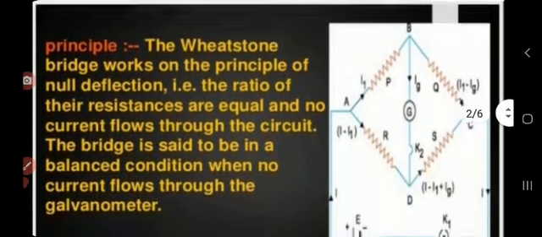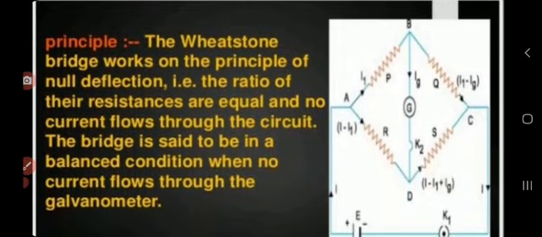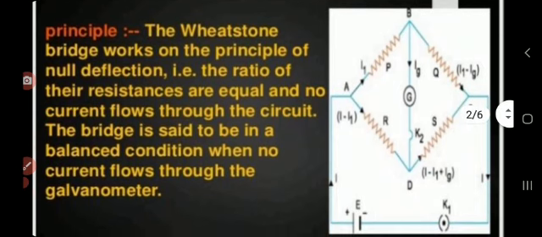Now you see the principle of Wheatstone bridge. Wheatstone bridge works on the principle of null deflection. Now the question is, what is null deflection? Null deflection actually means the ratio of the resistances are equal and no current flows through the circuit. The bridge is said to be in balanced condition when current is not flowing through the galvanometer.